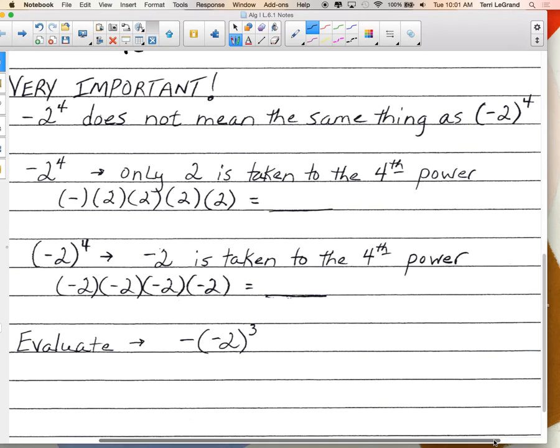What's negative 2 to the 4th power? No parentheses involved. Negative 16. Okay. What is negative 2 in parentheses to the 4th power? 16. So they're not the same thing, are they? No, they don't mean the same thing. So when we don't have the parentheses, we have negative 2 to the 4th power, and only the 2 is being raised to the 4th power.